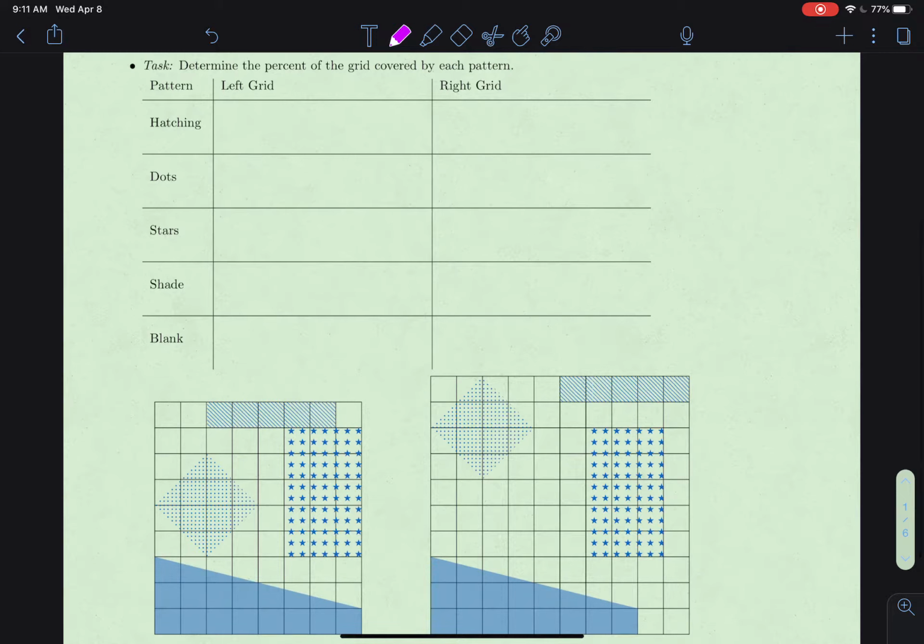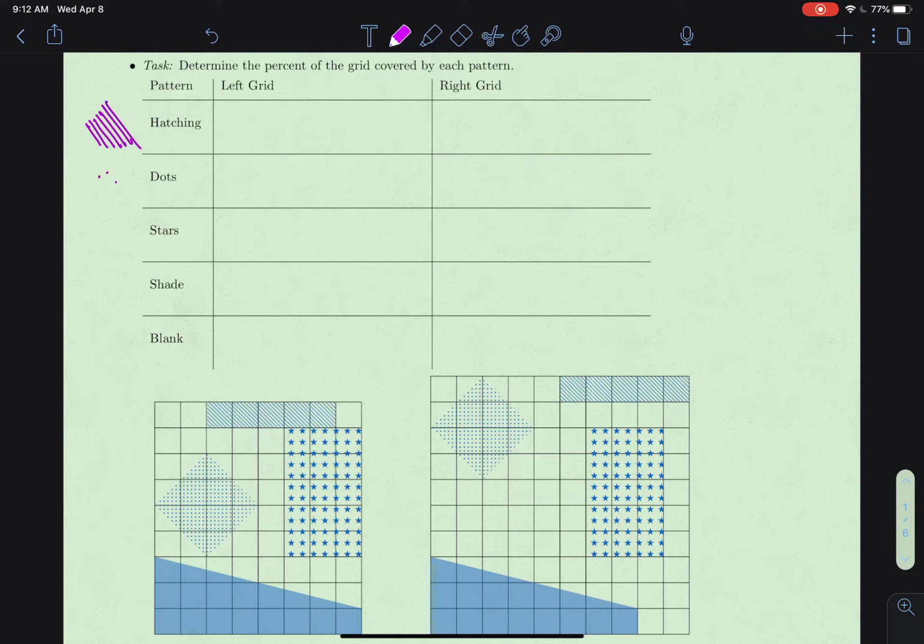Okay, so to take that interpretation to a geometric level, let's look at these grids and let's write the percent of the grid that is covered by each pattern. So first things first is to talk about which pattern is what. Hatching means a bunch of lines that are right next to each other. There's also cross hatching, but we just have hatching.